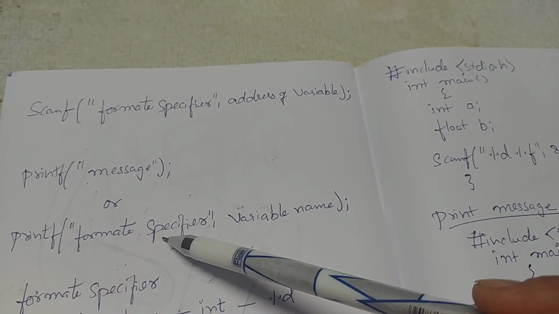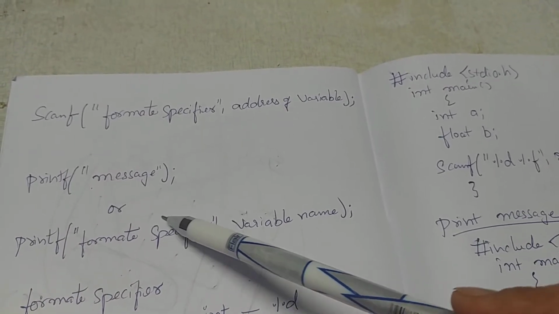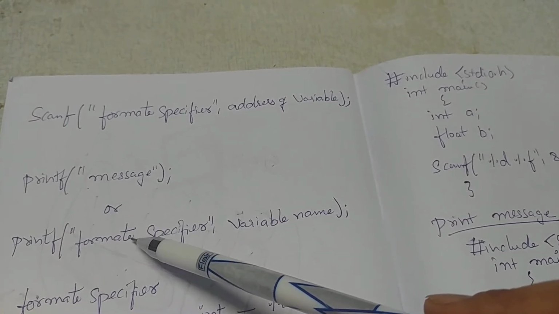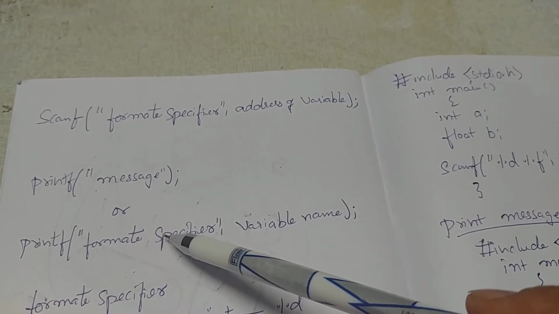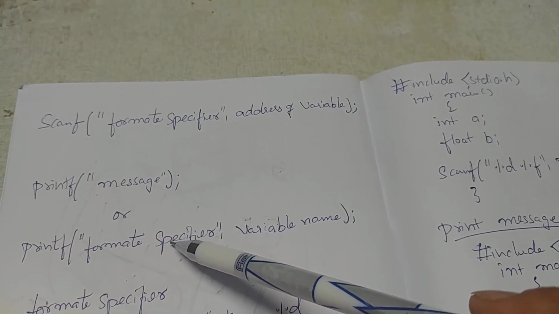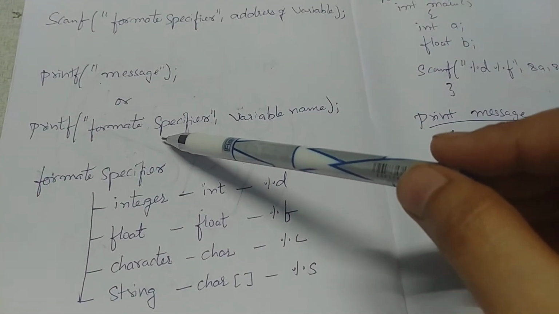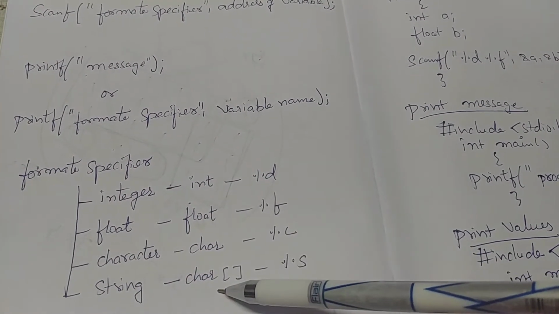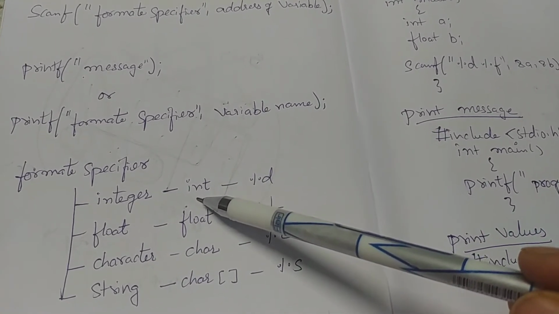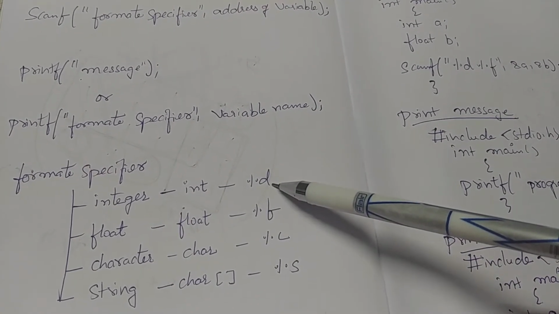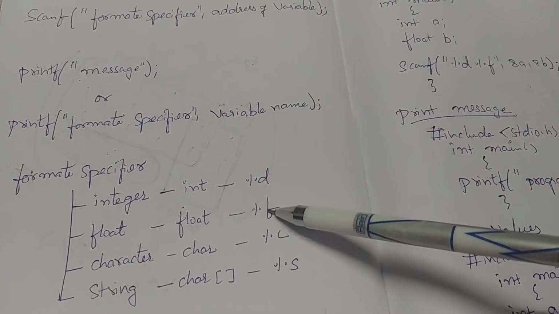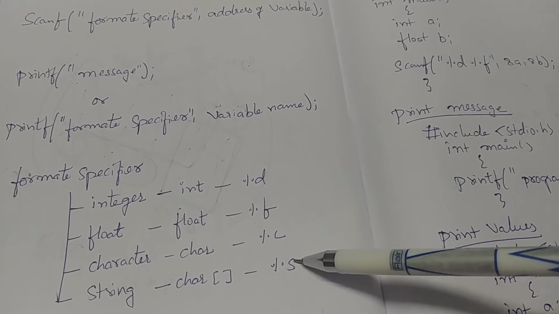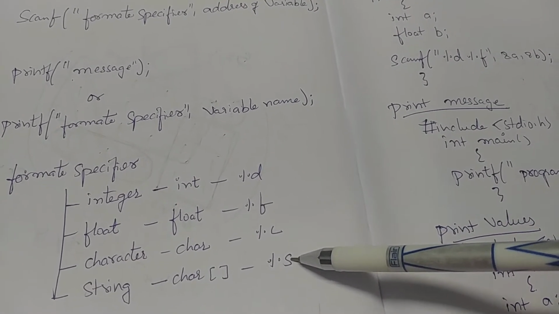So format specifier will tell the system what kind of data we are going to read or we are going to print. Now we will see what format specifiers are present in C language. The most often used format specifiers in C language are for integers, floats, characters and strings. Whenever we write integer, we use the format specifier %d. Whenever we write float, it should be %f, character %c, and string %s.